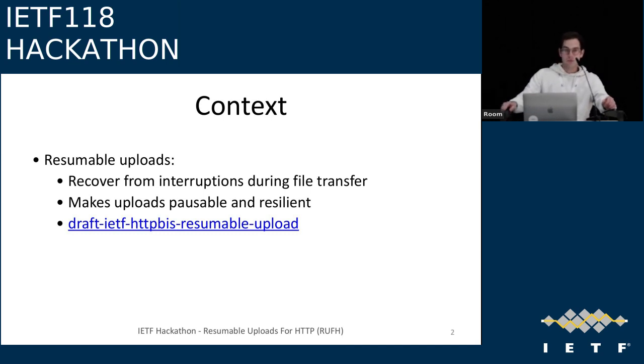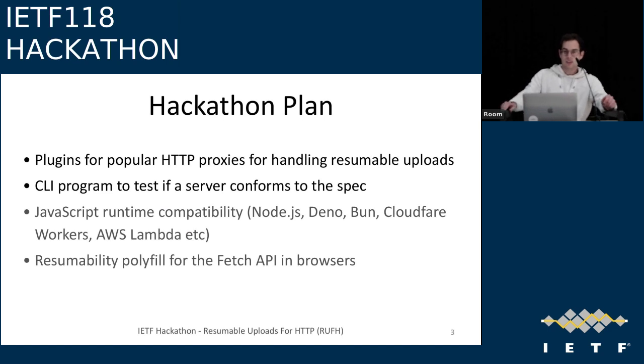There's already a draft that we're discussing in the HTTP Biz working group, and we're just here to improve the software side of things a bit. We set out four challenges and were able to complete two of them. We wanted to write plugins for existing popular HTTP proxies to handle resumable uploads directly. We also wanted to create a tool to easily test if a server implements the specification correctly.